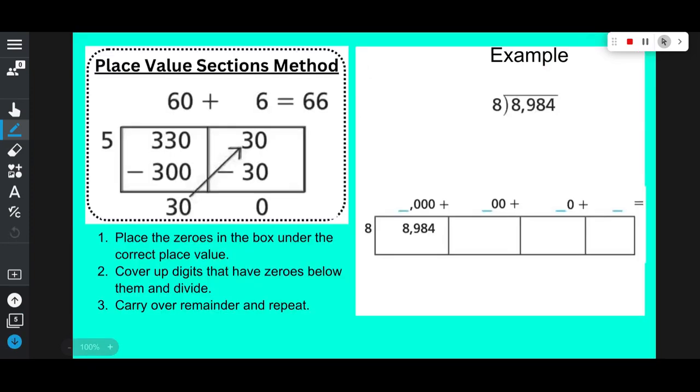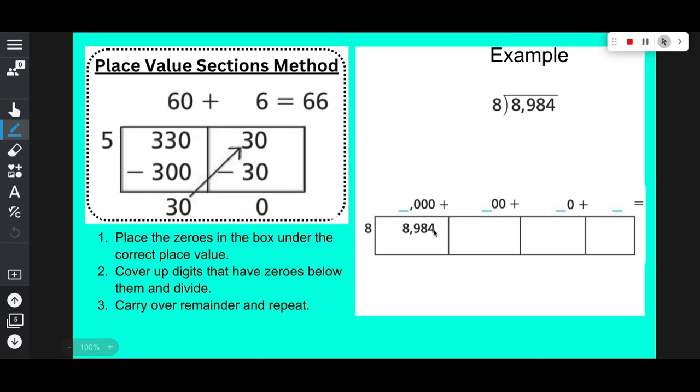Moving on to another method. And again, at any time, please pause the videos and rewatch certain parts of it. If any of these methods don't quite make sense, the more you see them, the easier they get. This next one is called the place value sections method.